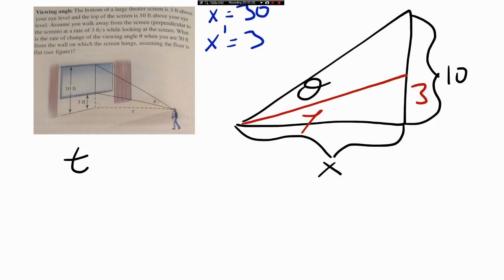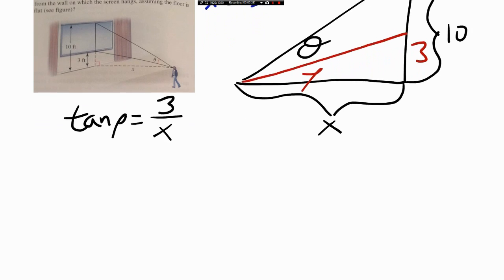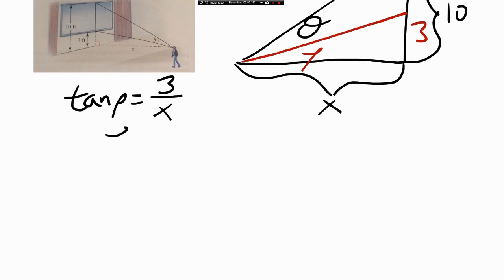So that would be the tangent of phi would then be equal to 3 over x. Now we just want to get phi all by itself, so phi would just equal the inverse tangent of 3 over x.